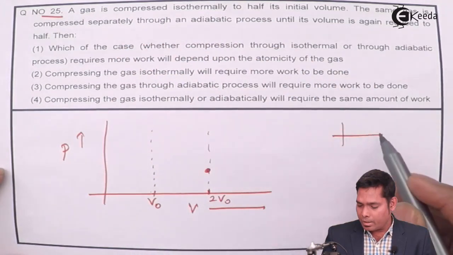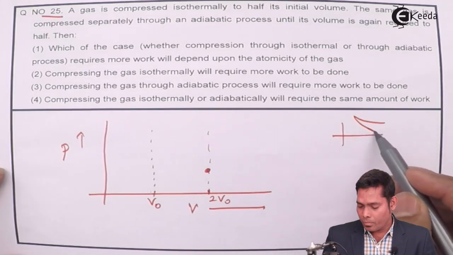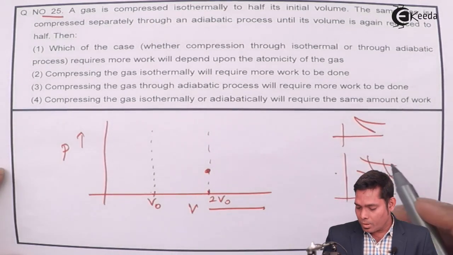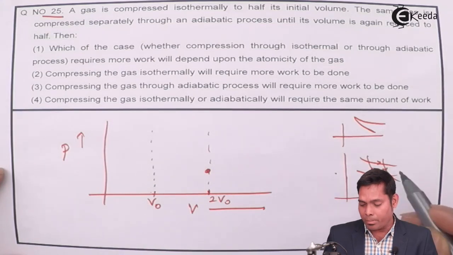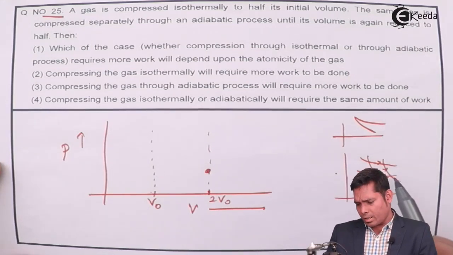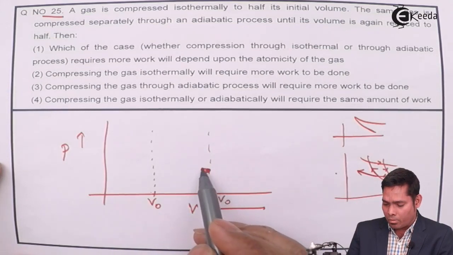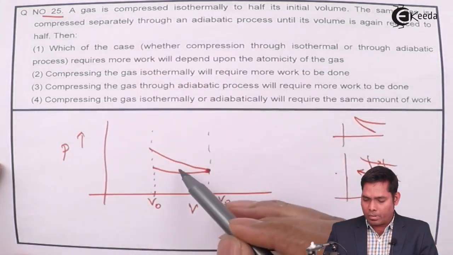We know that this is the isothermal process and this is adiabatic. If I do the complete graph, this is isothermal expansion, this is adiabatic expansion, this is isothermal compression, and this is adiabatic compression. You can see here, this is isothermal and this is adiabatic. So the adiabatic will lie above and the isothermal will lie below.